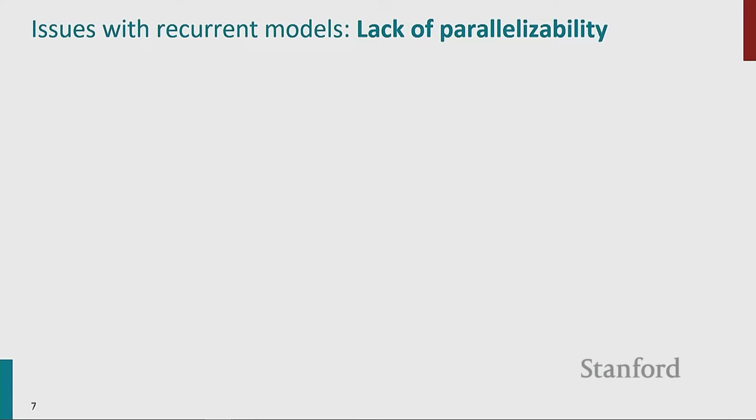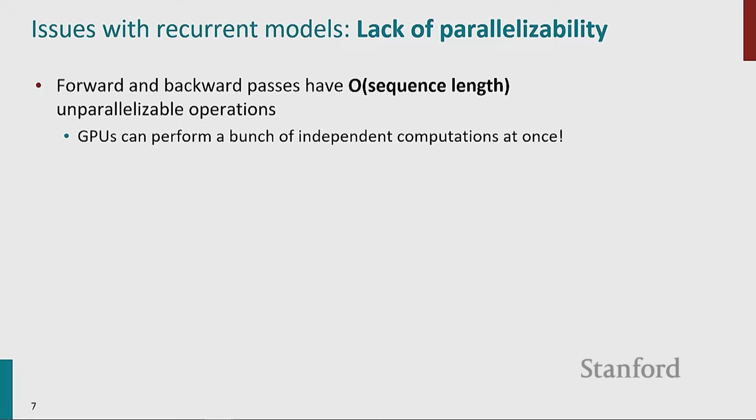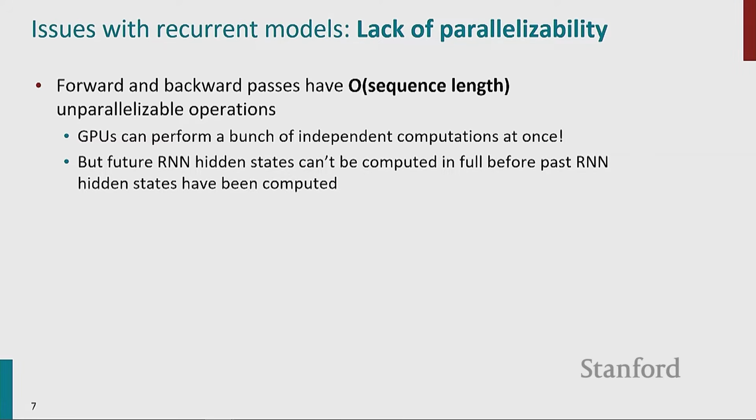the index into the sequence, often called a dependence on time. So in a recurrent neural network, the forward and backward passes have O of sequence length many, so that means just roughly sequence length many unparallelizable operations. So we know GPUs are great. They can do a lot of operations at once as long as there's no dependency between the operations in terms of time, that you have to compute one and then compute the other. Right, but in a recurrent neural network, you can't actually compute the RNN hidden state for time step 5 before you compute the RNN hidden state for time step 4 or time step 3, right?